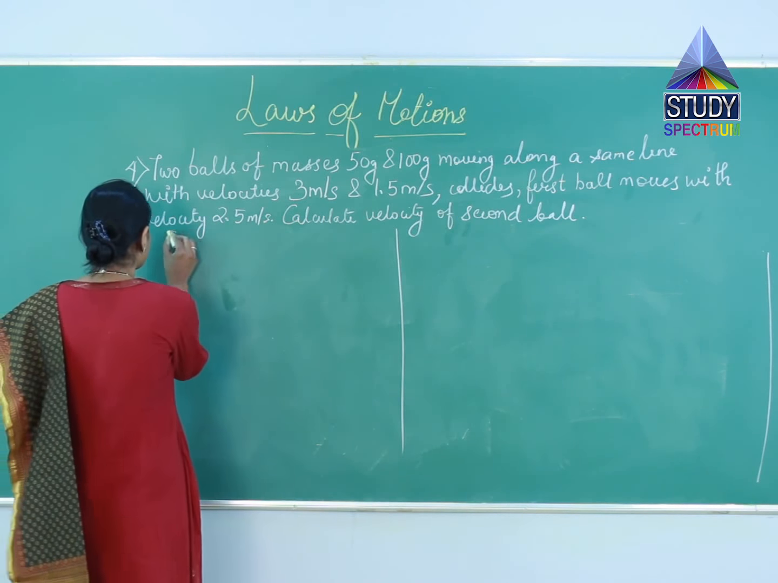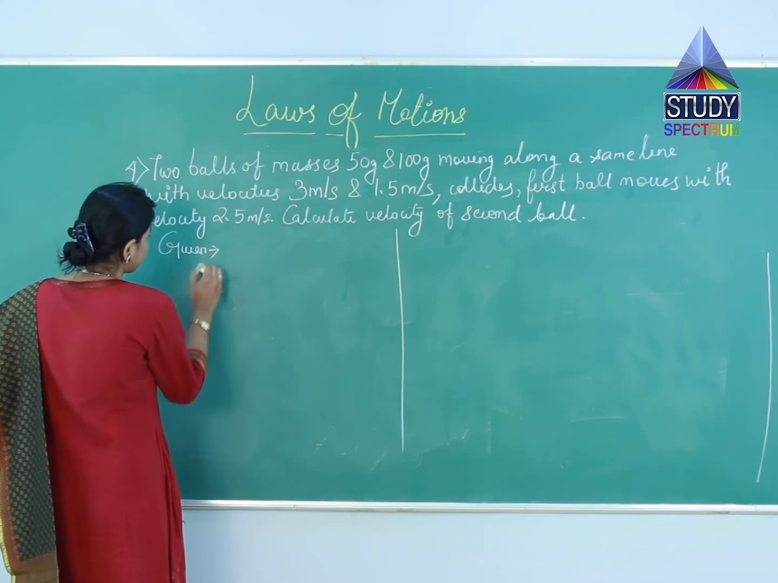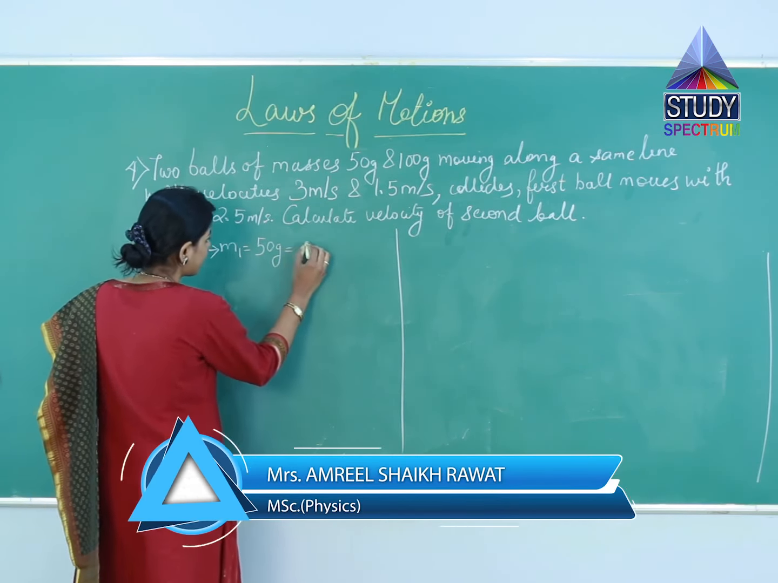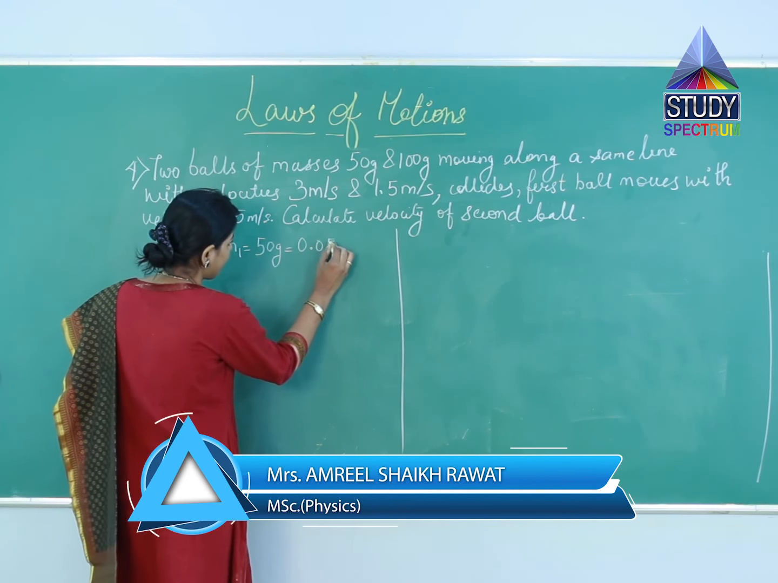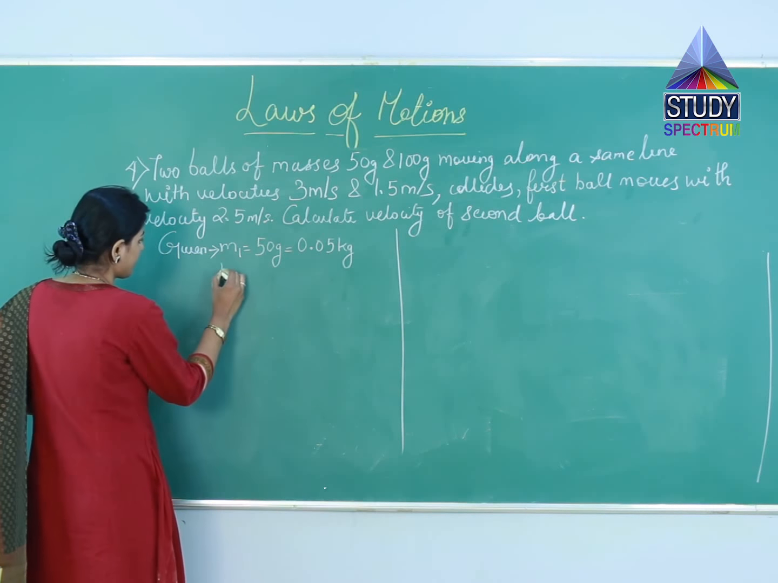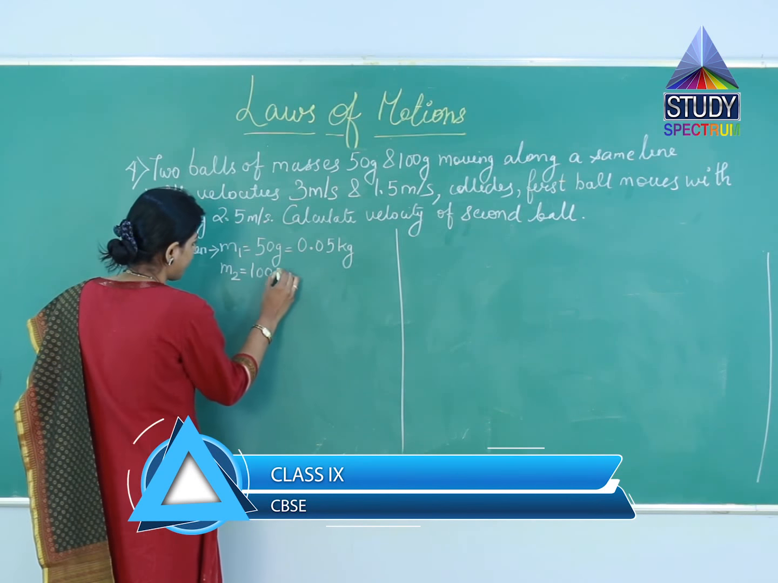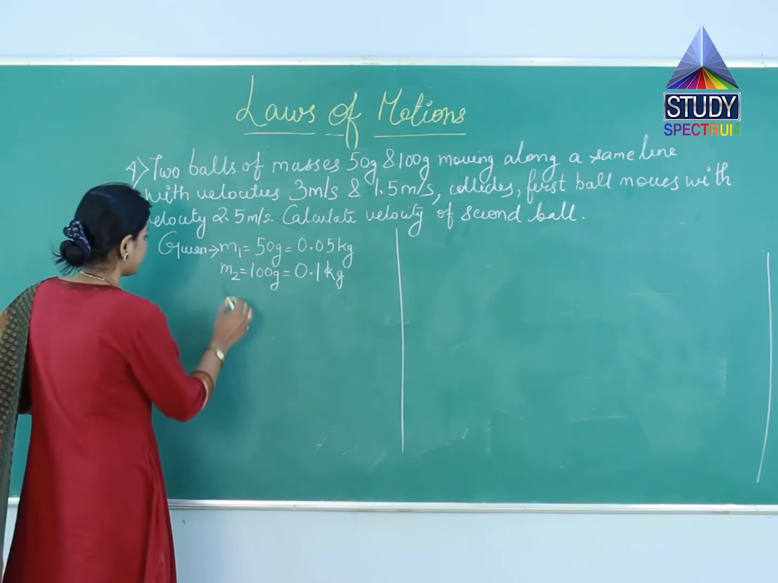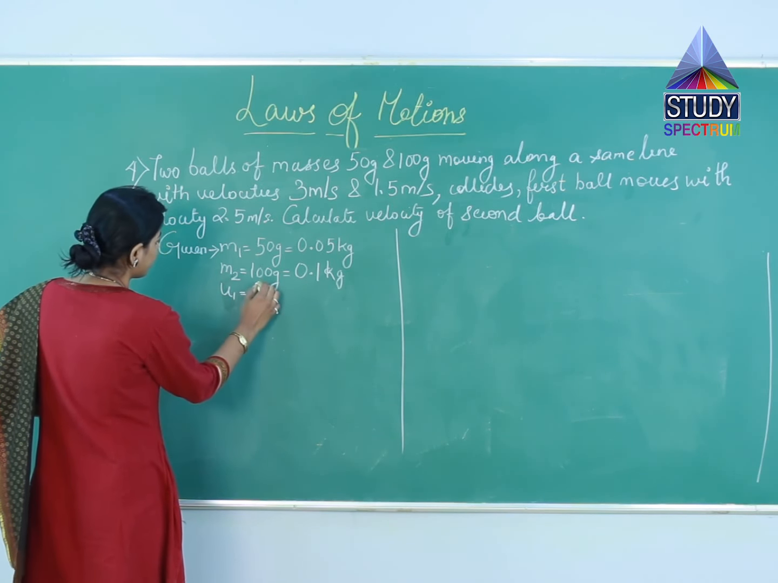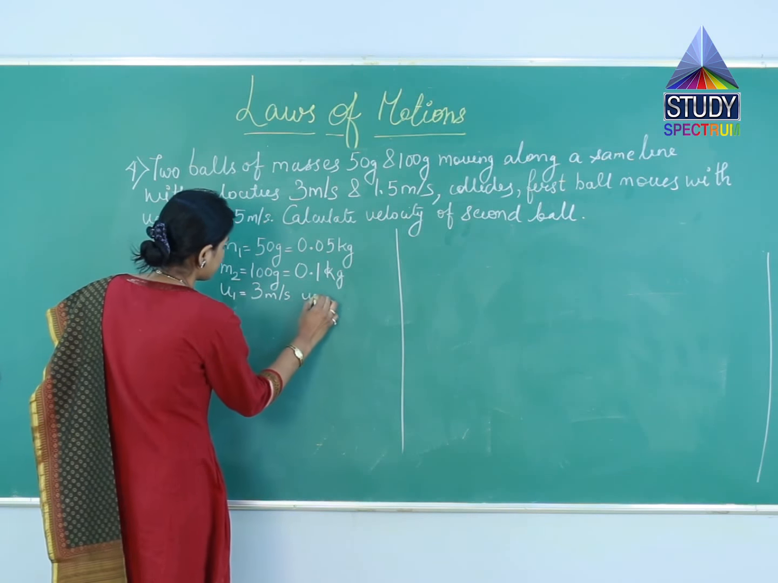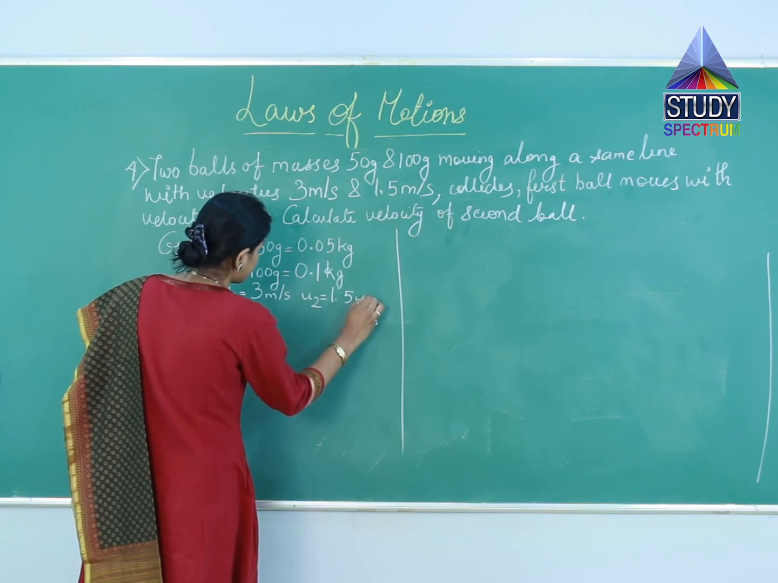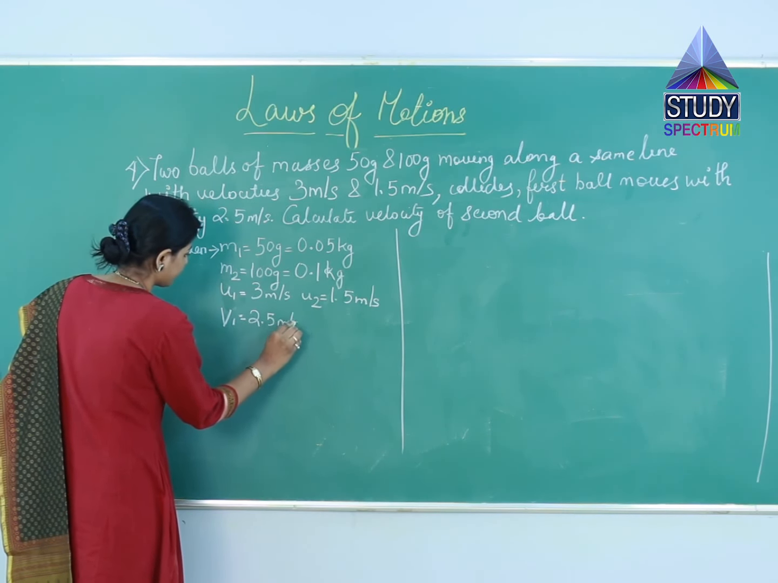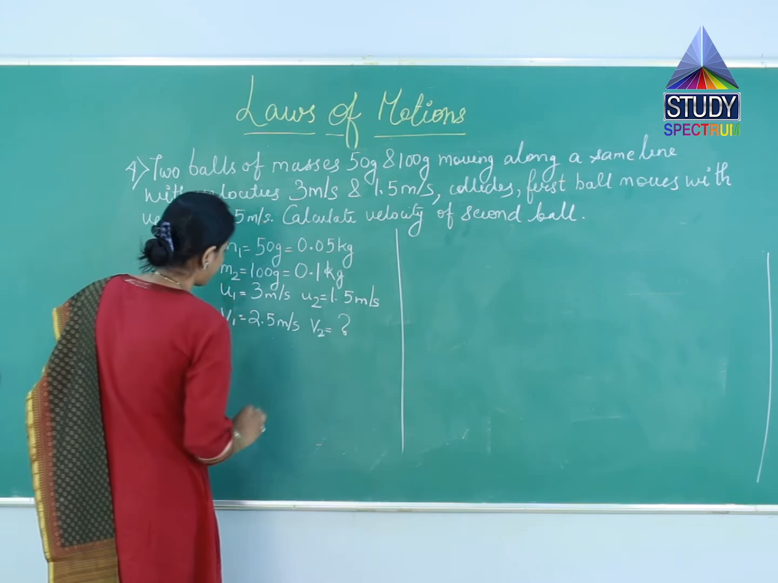So to calculate that, we will first write the given data and do the following conversions. Mass of the first ball, M1, is 50 grams. We will convert it into kg, so it will be 0.05 kg. M2, which is 100 grams, will be 0.1 kg. Now, U1 is equal to 3 meters per second, and U2 is equal to 1.5 meters per second. V1 is 2.5 meters per second. V2 we don't know, and we have to find that.